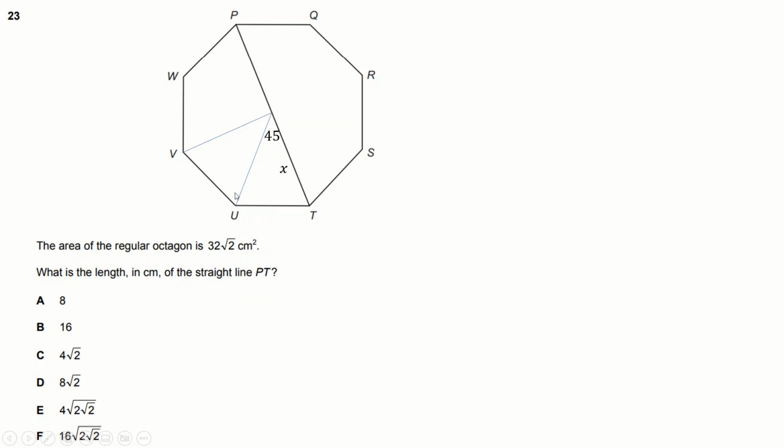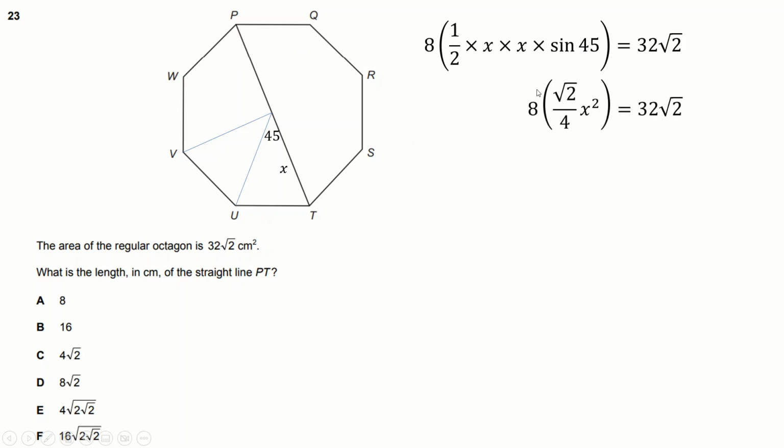To work out the area of this triangle, because this length is the same as this one, it would be a half times x times sine 45. But apparently, if I add up 8 of those triangles, I'm going to get 32 root 2. And I condense all of that information here. So half times x times sine 45, 8 of those is going to give me 32 root 2. But this is fairly straightforward to deal with now.